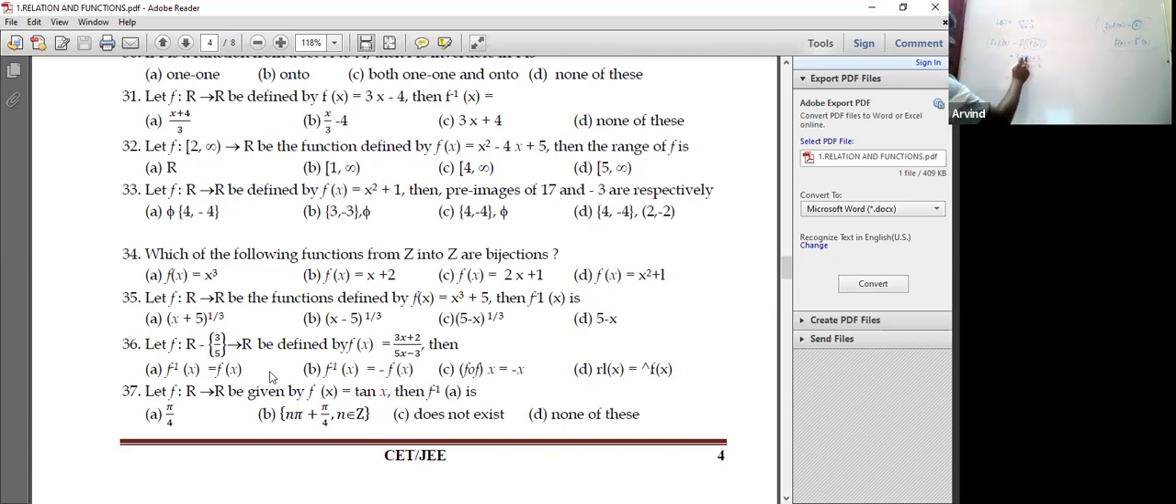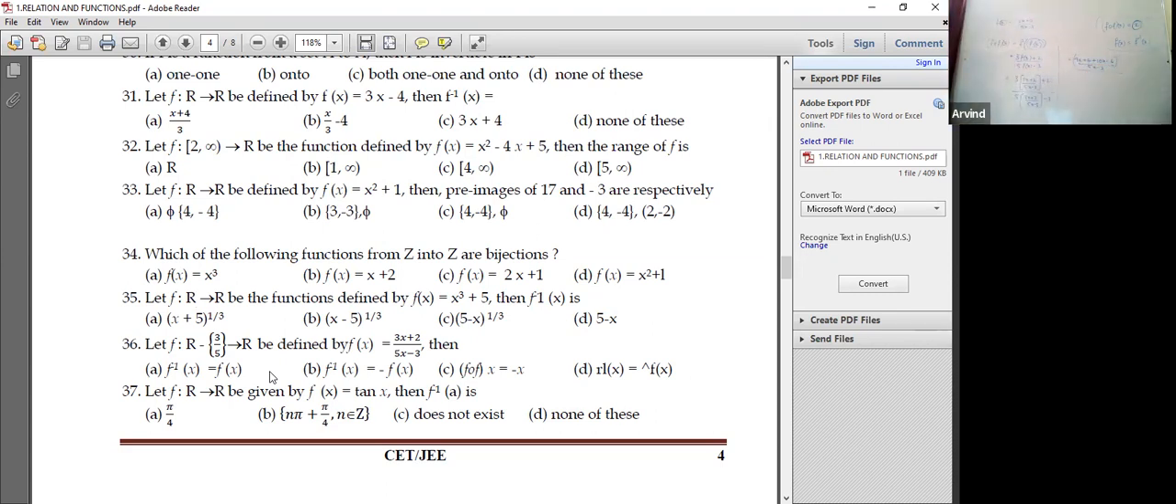Then again, f of x means 3 times [f of x] plus 2, divided by 5 times [f of x] minus 3, where f of x is (3x plus 2) by (5x minus 3). So take the LCM. 5x minus 3 will be the LCM. For the numerator, 3 into 3 is 9x, 3 twos are 6. This 2 and this 5x minus 3 will be multiplied. I am doing it directly: 10x minus 6 divided by 5x minus 3.